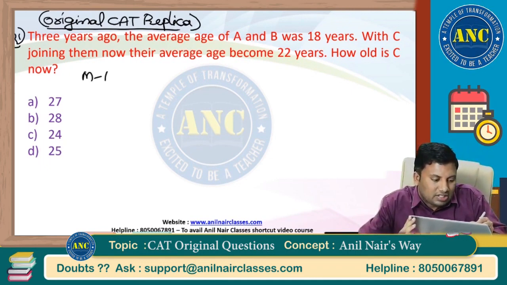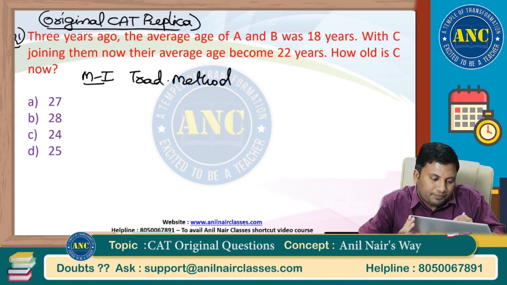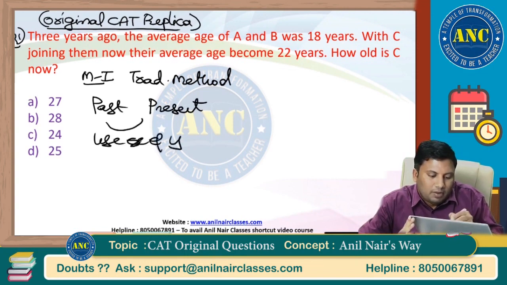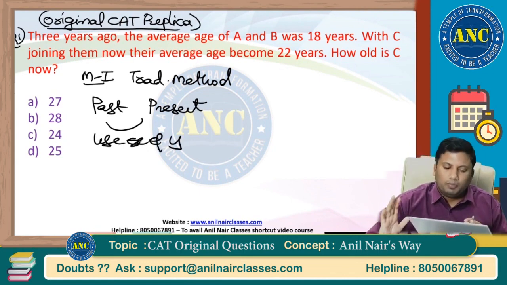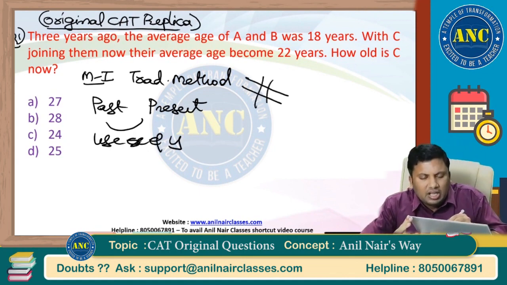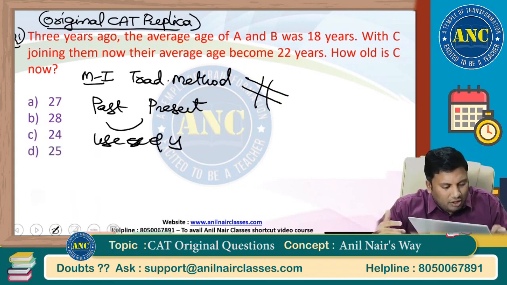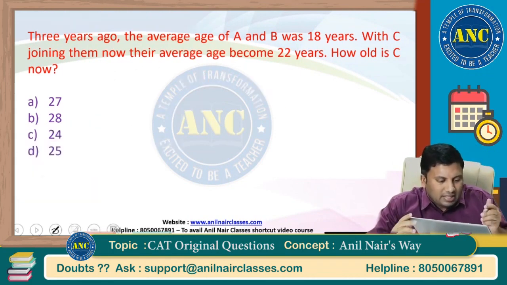What is traditional method 1? Method 1 is a traditional method. Traditional method is to write present and past ages, use X and Y, and solve the question. Method 1, I am least interested. This is something you can solve on your own. If you are watching my video, there must be some uniqueness in the video.